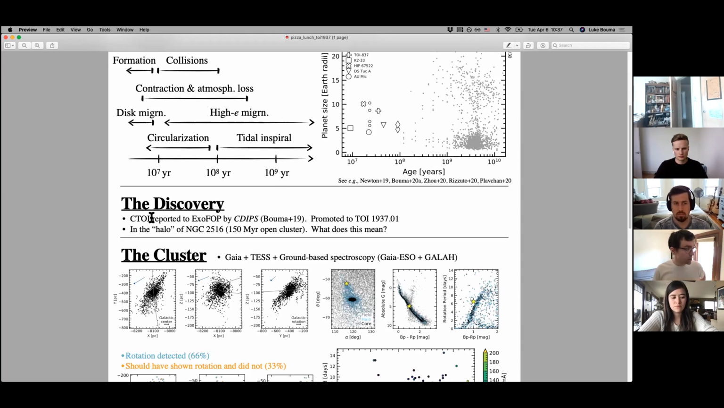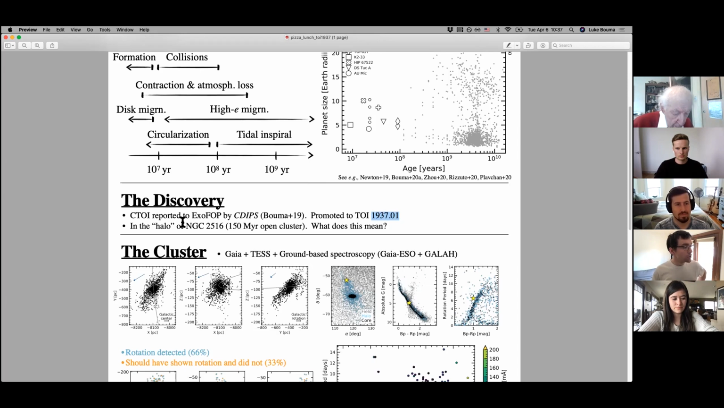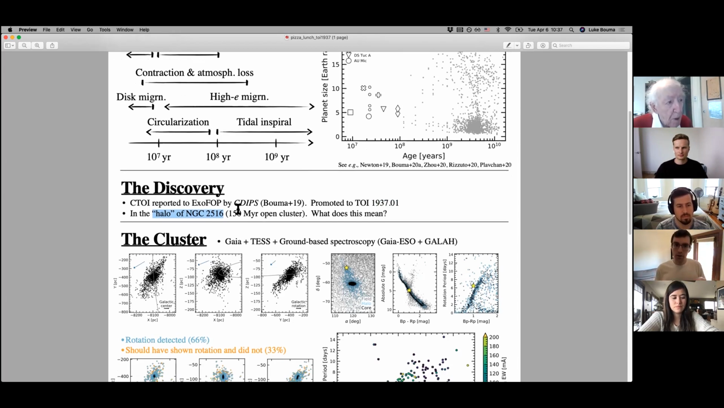And one community TESS object of interest that I found through this process was called K2-79b. Fortunately, it was promoted to be a TESS object of interest so that we got a shorter number, which is very helpful. I originally reported it to ExoFOP because I thought it was in the halo of NGC 2516, based on results from a group that had done a clustering study on the Gaia data to figure out where the young stars are. But I didn't really know what this meant. And so I've been going on a deep dive into open cluster evolution a little bit in order to understand what this means. So I'll tell you a little bit about the open cluster first, and then the planet second.